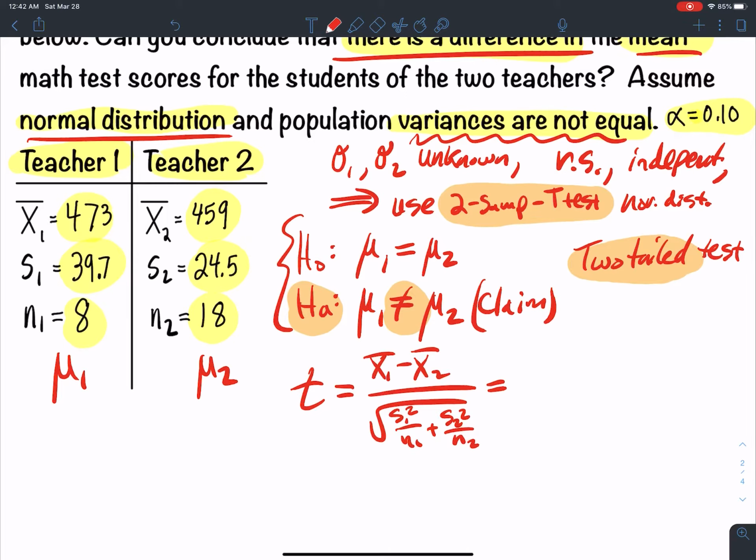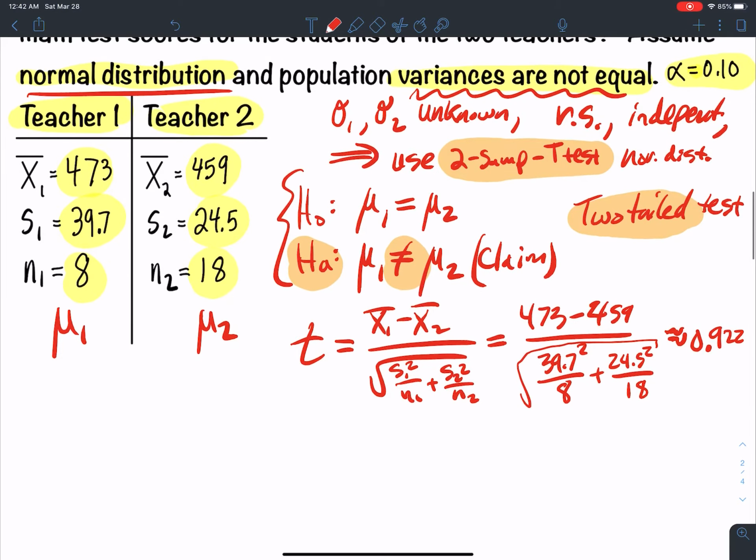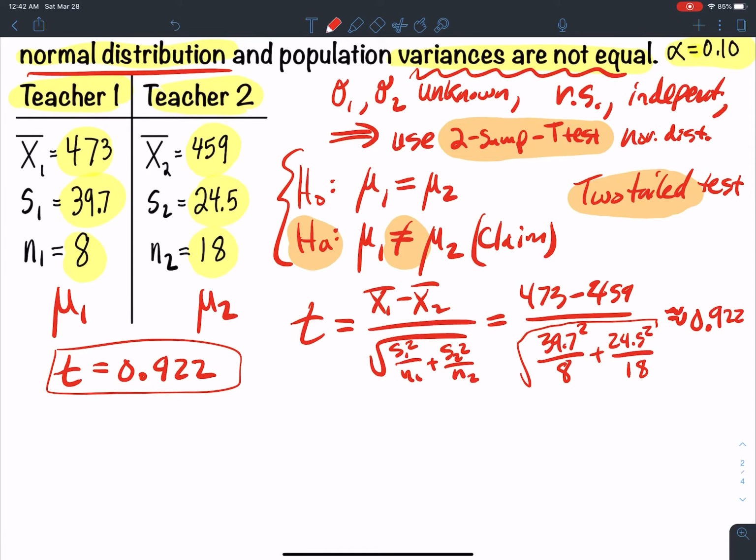So this gets me what? Gets me 473 minus 459 over the square root of 39.7 squared divided by 8 plus 24.5 squared over 18. When I type it in my calculator, I get roughly 0.922. Okay, so I have a t-value of 0.922. All right, that's my standardized test statistic.